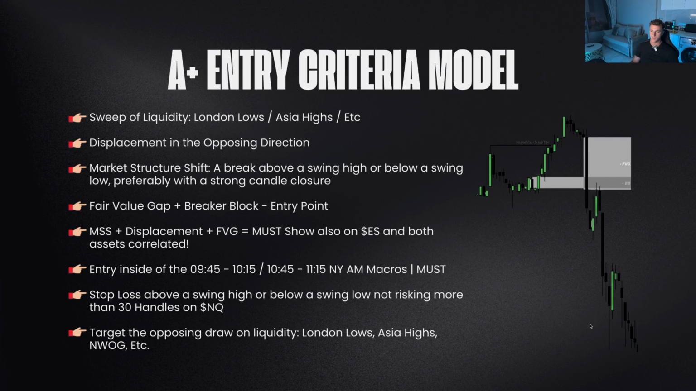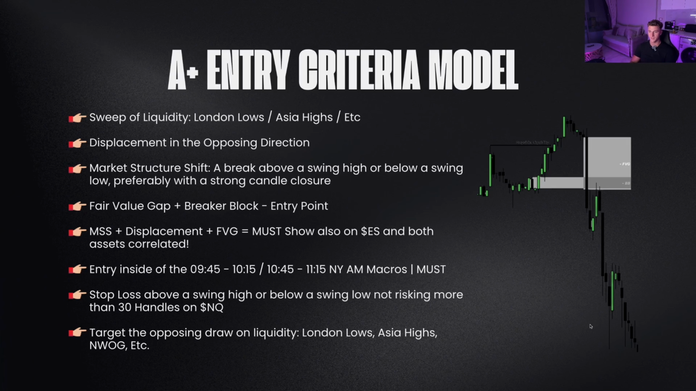Number three is a market structure shift, a break above a swing high or a break below a swing low, preferably with a strong candle closure. Now, if the candle doesn't close above the swing high or below the swing low, it's still a valid trade. However, it's just less likely to play out. So trading is all about probabilities. If you see a market structure shift without a strong candle closure, yes, it's still a valid trade. It's just less likely to play out. It's less probability. Just keep that in mind before taking a trade.